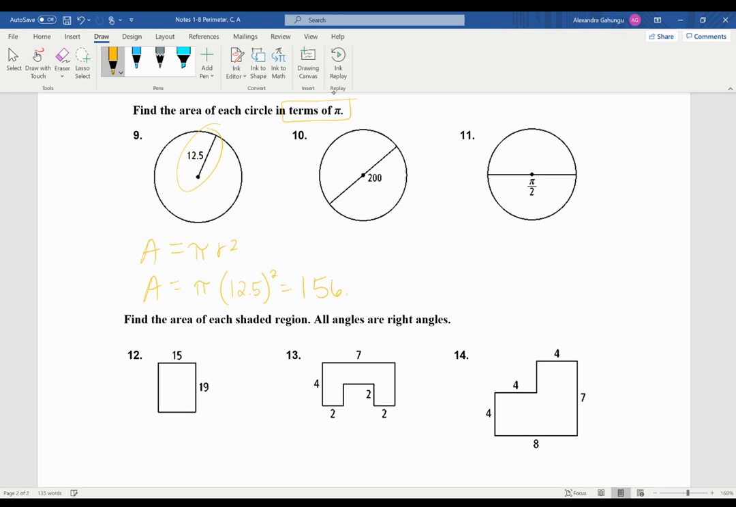And I get 156.25 pi. And it'll be units squared, but we don't have units right now, so you can write u squared, units squared, or you can leave it without it for right now. Once we have units in there, we'll be good to go.